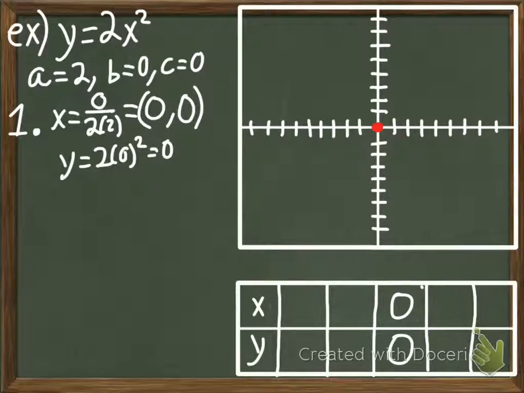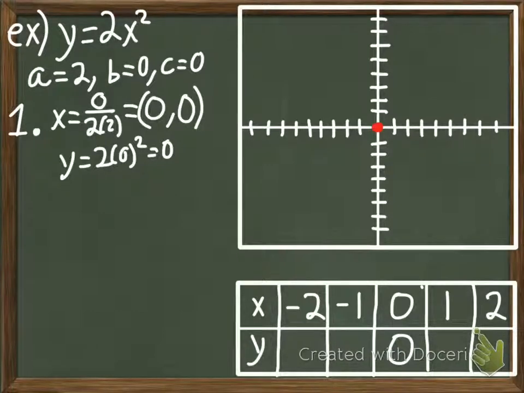Step 3, we're going to make our XY table and we're going to pick our points. So 2 points to the left. That means left, we're going smaller. So I'm just going to pick -1 and -2, and then 2 points to the right, 1 and 2. Then we just got to fill out the table and plot our points.